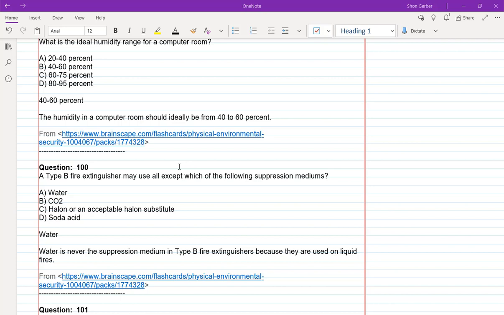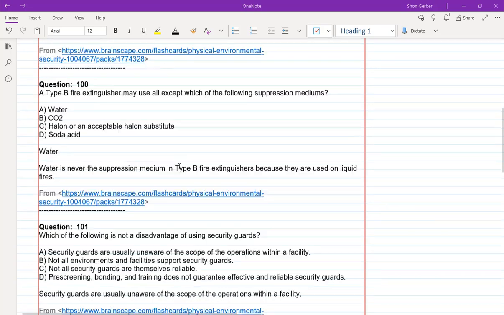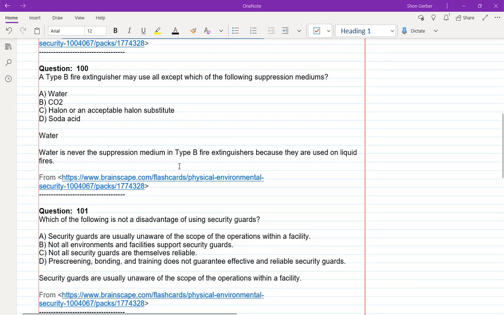Remember, I focus on this: a Type B fire extinguisher may use all except, underline except. So when you go through and read these questions, make sure you do that. Granted it's on a computer, so you can't really write on the screen, but put that down on a note, because they'll give you a piece of paper to write notes on. A recommendation would be to write except or do something to help key your memory that it's a not. So the answer is A, water.